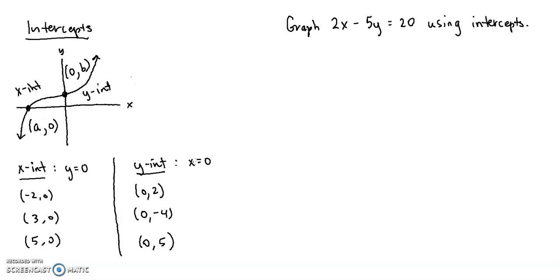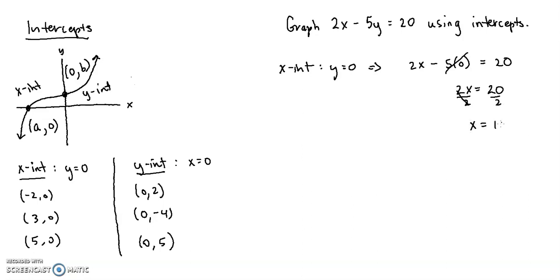So we're going to use what we just did over here to do that. So to find the x-intercept, I'm going to use y equals 0. So I get 2x minus 5 times 0 equals 20. So when I plug in 0, that whole term's going to disappear because it's going to become 0. Anything times 0 is 0. So I get 2x equals 20. I want to get x by itself, so I do the opposite. I divide by 2. And I get x is equal to 10.